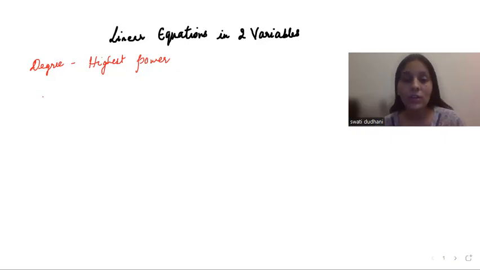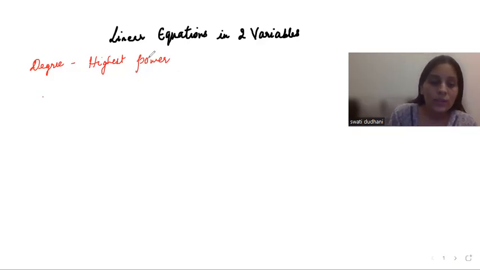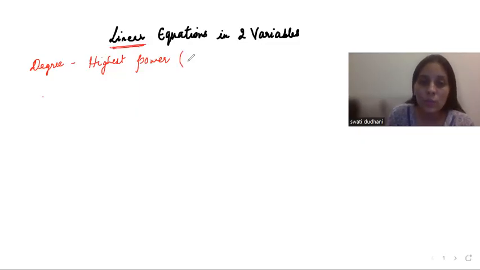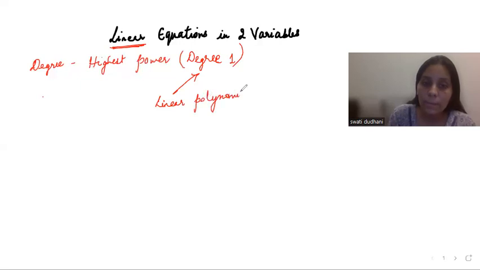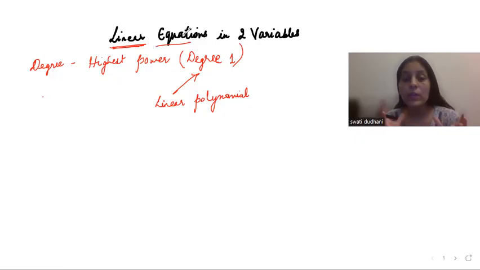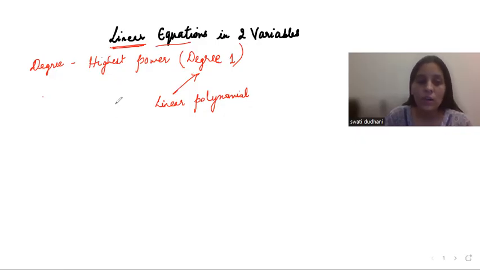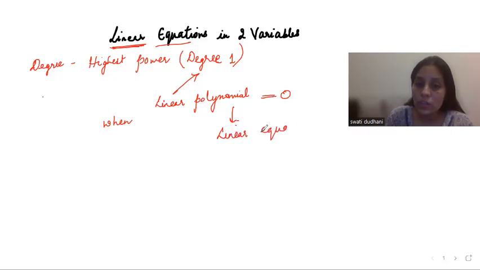So firstly, what a degree is. Degree is the highest power in an expression. So let's say we are talking about linear equations. Linear means 1, so the degree should be 1. Only then it is called a linear polynomial. But what is a linear equation? When the linear polynomial is equal to 0, then this becomes a linear equation.